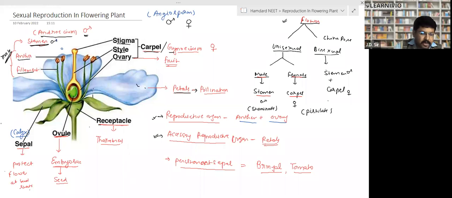Next, petal. The colorful parts of the flower are called petals. Full stop. They help in pollination. Full stop.